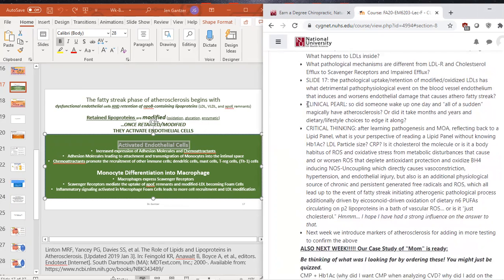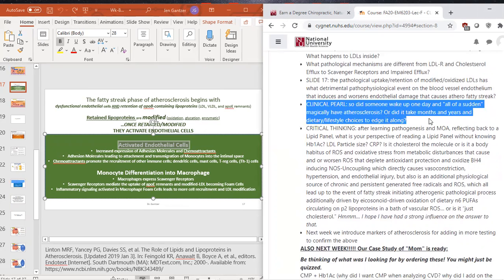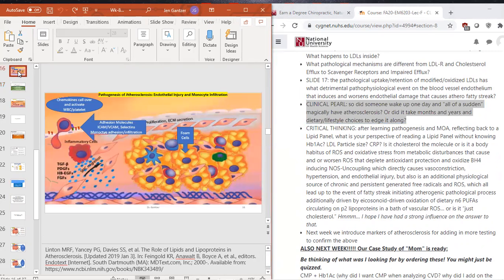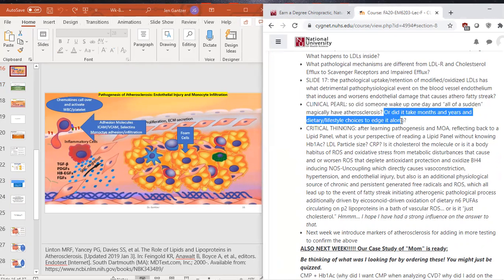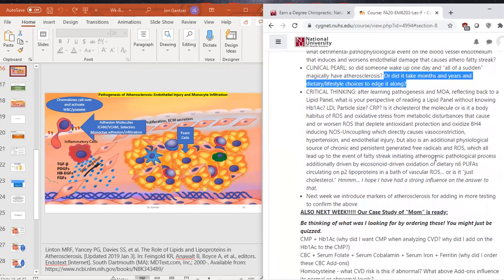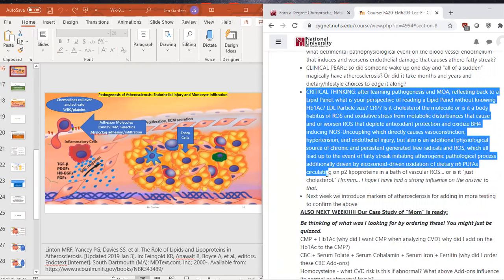All right, clinical pearl. So did someone wake up one day and all of a sudden magically have atherosclerosis? Nope, doesn't work that way. Or did it take months and months of poor dietary and lifestyle choices to edge it along? Yep, it took effort.